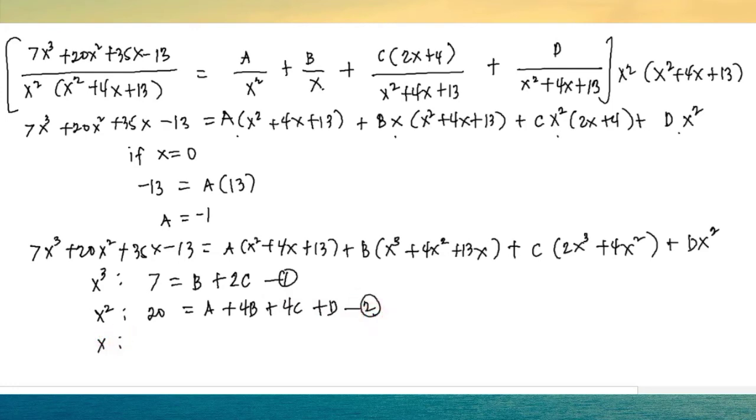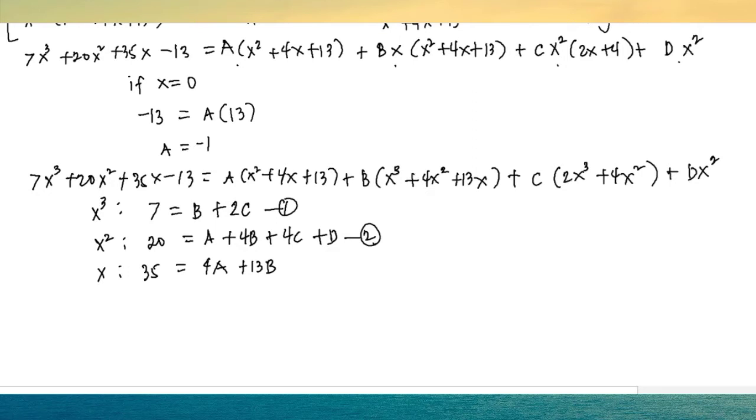For x, we have 35 on the left side of the equation, and we have 4A, we have 13B. So for the constant, we have negative 13 on the other side and 13A here, wherein A is negative 1. That is also what we computed earlier.